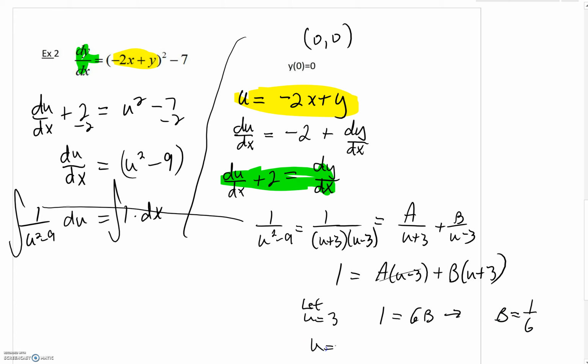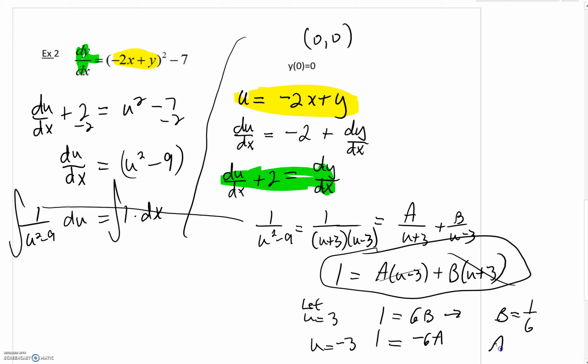We could also let u equal negative 3. And if we let u equal negative 3, well, now this other part of this decomposition is going to disappear. We'd have negative 6a is equal to 1, so a would equal negative 1 over 6. So we have a negative 1 over 6 and a positive 1 over 6 right here.